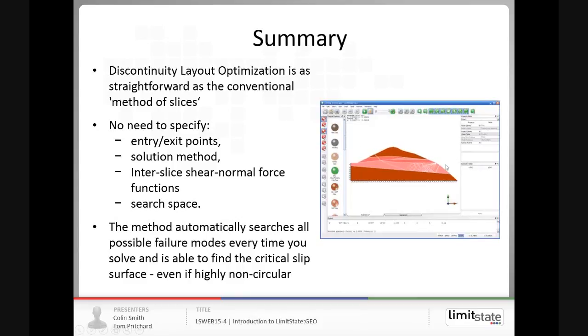And as illustrated on the right here, we've actually got a mechanism where you are just squeezing a soft clay layer, and that would be very difficult to capture with a single circular or even planar slip surface. So every time you solve, the method will automatically search all possible failure modes, and it will find the critical slip surface even if that's highly non-circular.